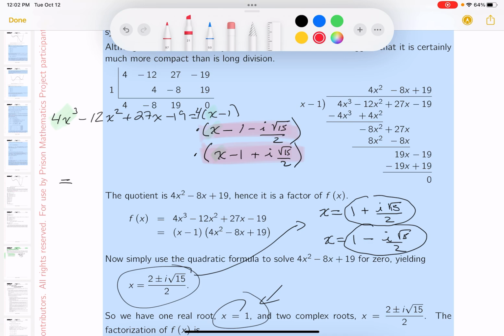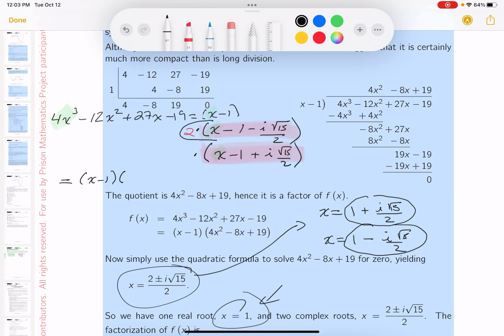So I'm going to take that 4, and I'm going to erase it. And I'm going to put the 2 here and there. Let's do it. What do you get? You would get x minus 1.